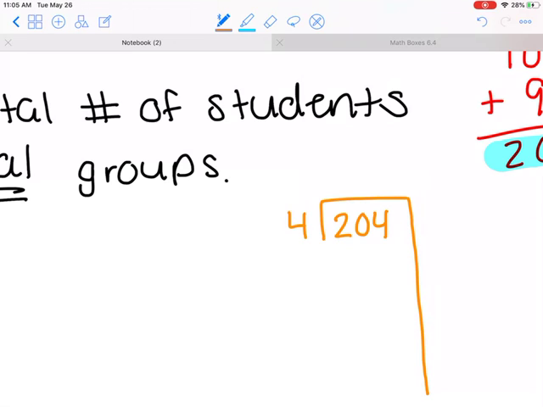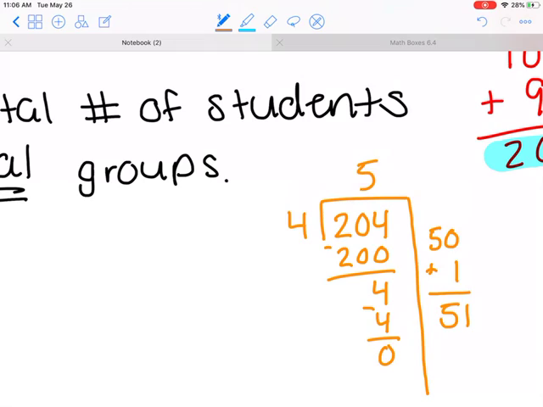I'm going to draw my little bar. I know that 4 times 5 would give me 20, so 4 times 50 will get me close to 204. It'll get me to 200, and I'm left with 4. I know 4 times 1 is 4, and I have no remainder. My answer is 51.